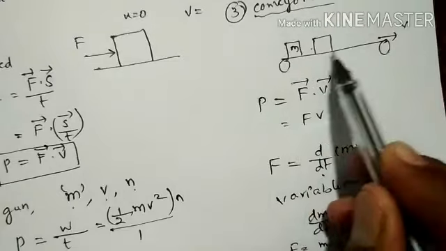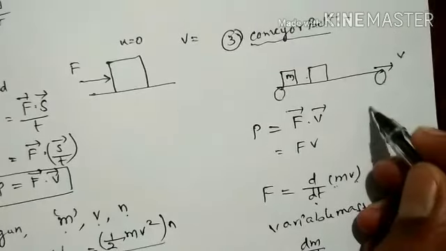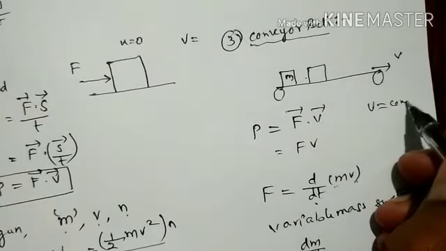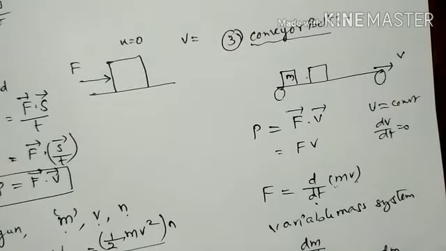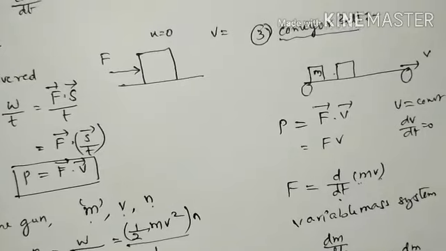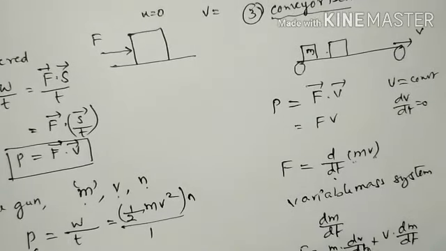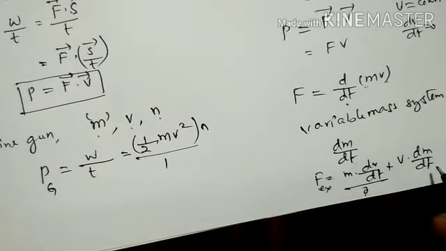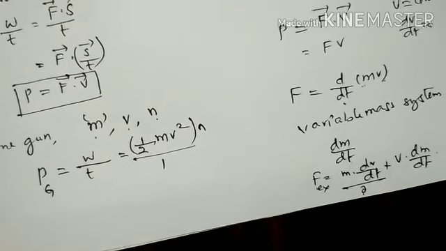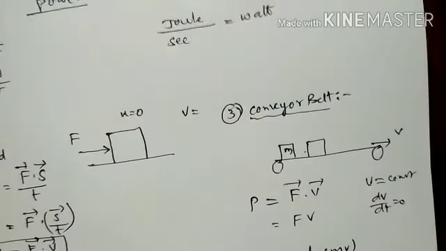We say that this belt is moving with a constant velocity. Constant velocity means velocity is constant, then you can write dv by dt is equal to 0, since the derivative of any constant is 0. So this term becomes equal to 0. What is the force acting on the belt? F external is equal to v into dm by dt.